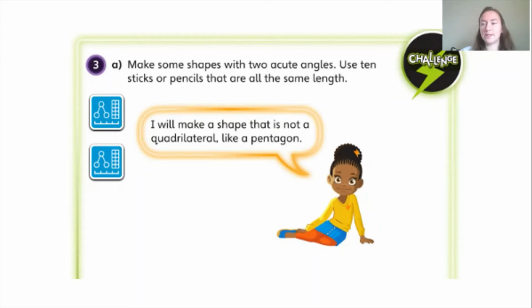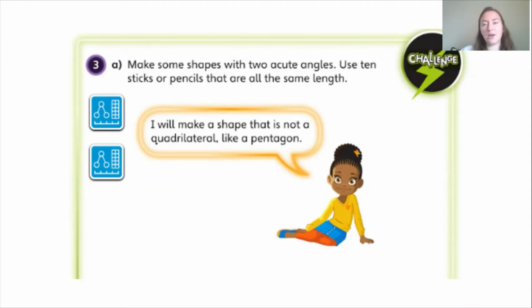So this is a little bit similar to the question that we did a minute ago, in that you'll need to use 10 short equal lines. Pens or pencils is great as well, and you need to make some shapes. The question specifies that they need 2 acute angles. An acute angle is one that is smaller than 90 degrees, so it'll be smaller than a right angle.